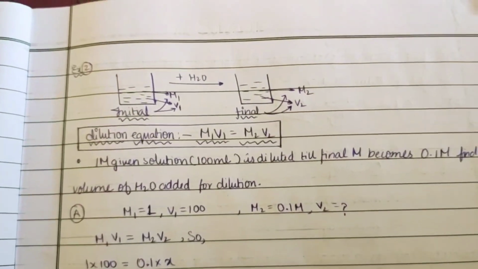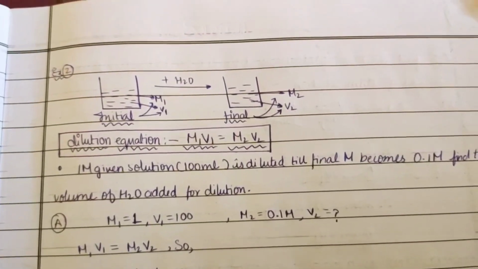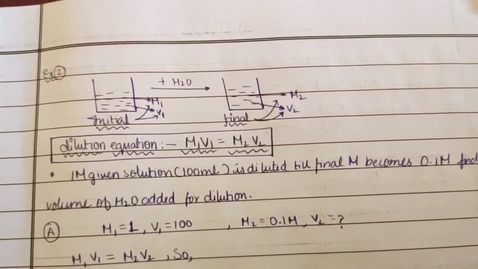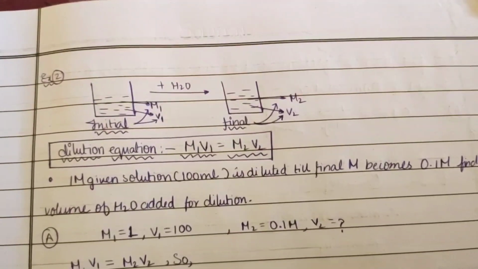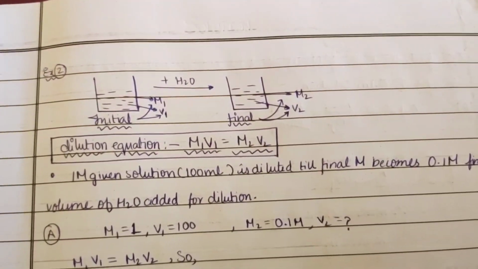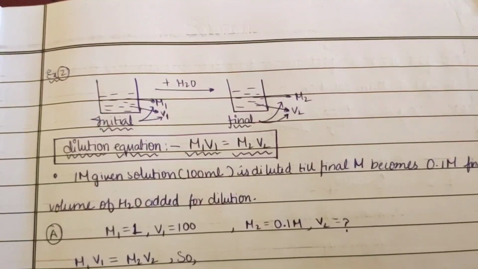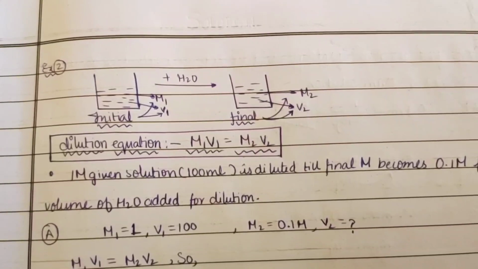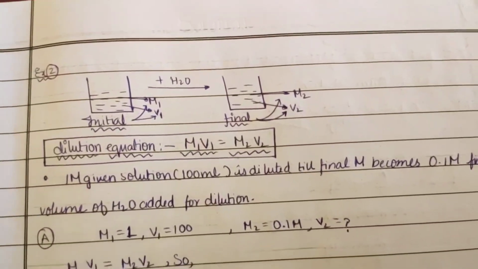Then let us take example 2. Here we have two solutions. In the first solution we have the mass m1 and volume v1, which are initial. When we add an amount of H2O to the first solution, it becomes a final solution having mass m2 and volume v2.